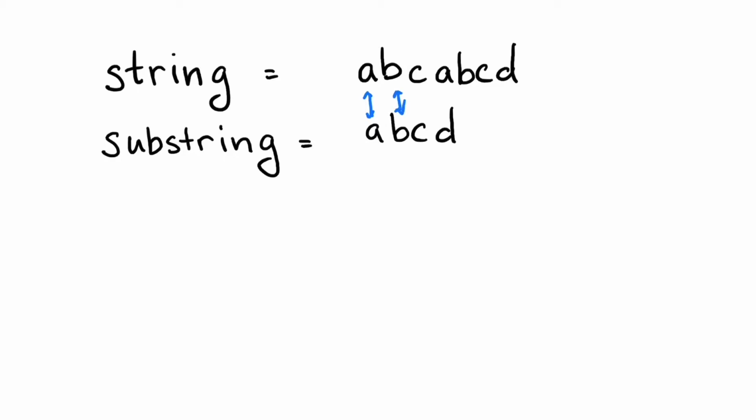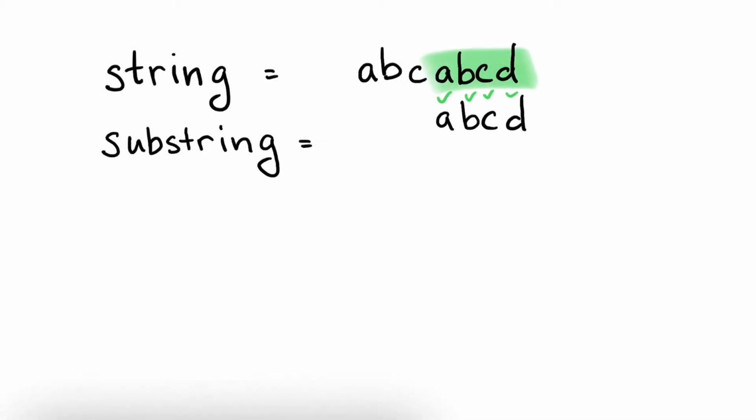Here, first, second, and third letters match, but the fourth character doesn't, because A doesn't equal D. Since there is no match, we will move on to the next starting index. Here, A doesn't equal B, so there is no match, and we move on. Once again, there is no match, so we will continue our search. Finally, we get that the first, second, third, and fourth letters match, so we have found our substring.